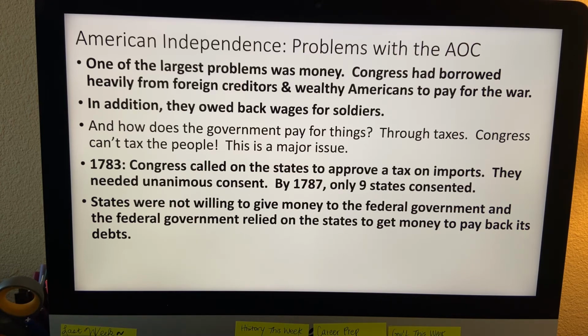States were not willing to give money to the federal government, but the federal government relied on the states to get money to pay back its debts. So this is a very big problem. They have people they need to pay, and they're trying to get money. They're trying to borrow money from the states, and the states aren't giving it to them. That's an issue.